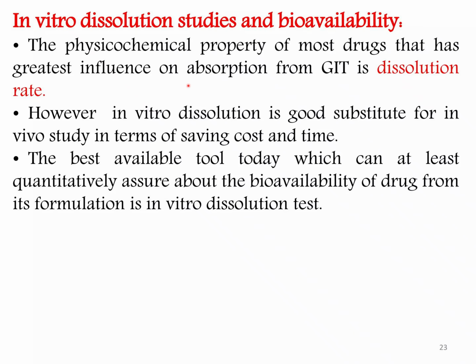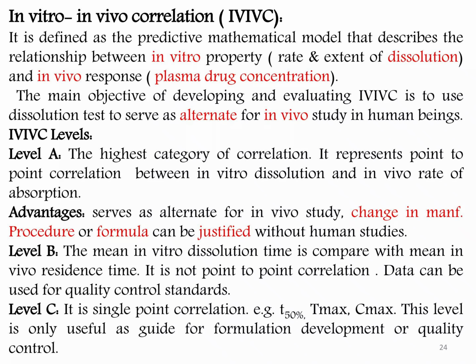So these are the in vitro dissolution studies that we have learned in pharmaceutical technology. Just go through this. So these are different levels of IVIVC, in vitro in vivo correlation. There are three levels of correlation. Number one is level A correlation. It means how much of your drug would be dissolved and how much of your drug would be absorbed. So this is level A correlation, which means a linear relationship between dissolution and absorption.